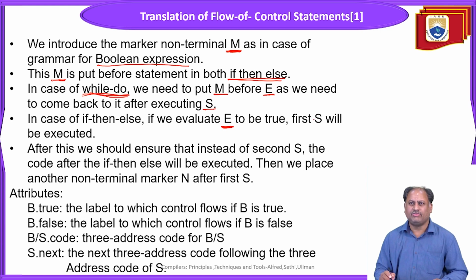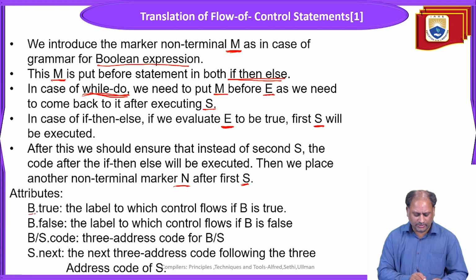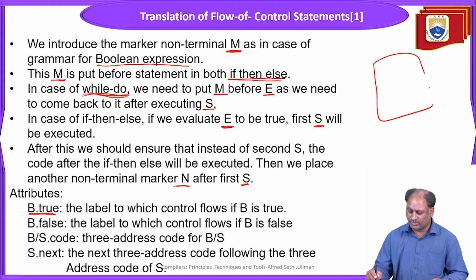For the evaluation of E, first statement S will be executed, and then the code which is placed after the else will be executed. In if then else, for the second S to be executed, we can place another non-terminal with marker N after the first. So code divisibility is applied with the help of these markers, and then for the statement expression, the attributes we apply are B dot true, where some label is to be assigned.